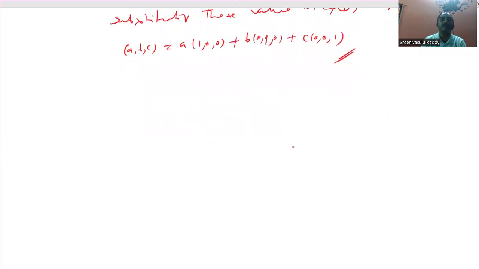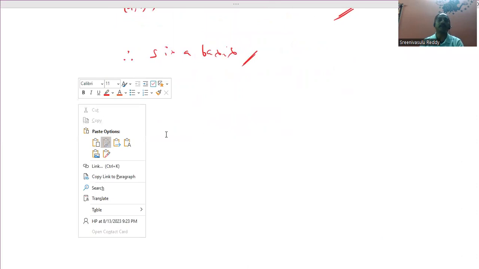Second, here you write down, therefore S is a basis. Dimension is 3. Dimension is 3 because in S we have 3 vectors. So first problem over. Now I am going to prove second problem.